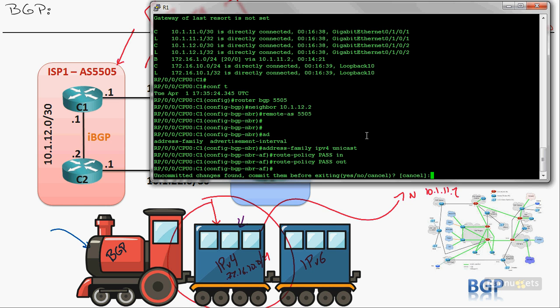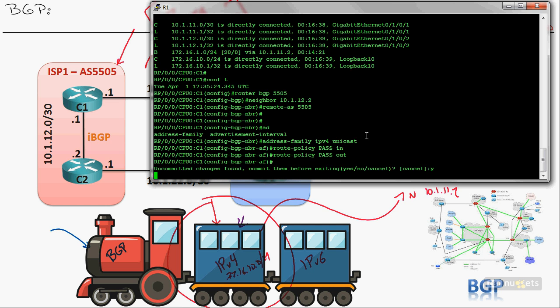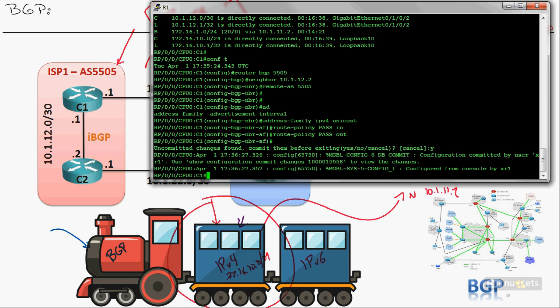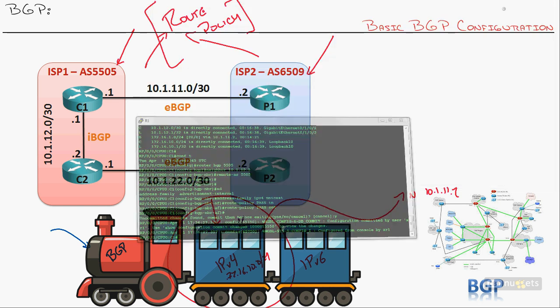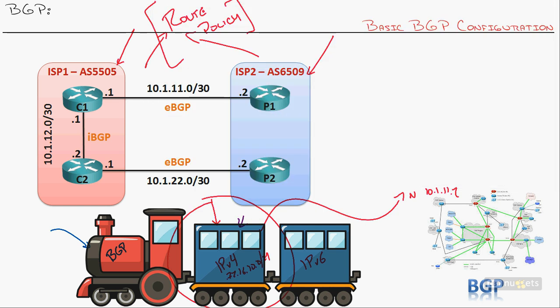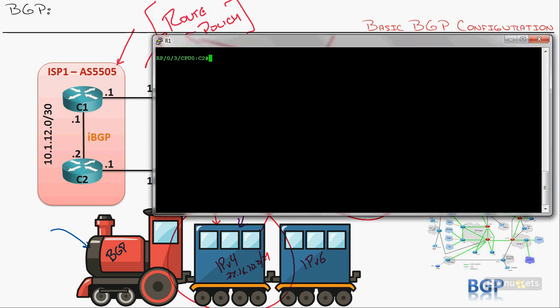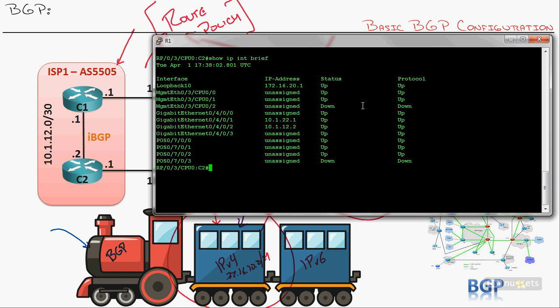Okay, so we are good. We'll commit those. Now that neighbor relationship is not going to come online until we go and configure the Core 2 router. Core 2 router in the picture now. I'm going to do a quick show IP interface brief. We do have a loopback here as well that we can advertise in just to watch it all flow. Let's go into global config mode, router BGP autonomous system 5505. We'll do the address family, IPv4 unicast.